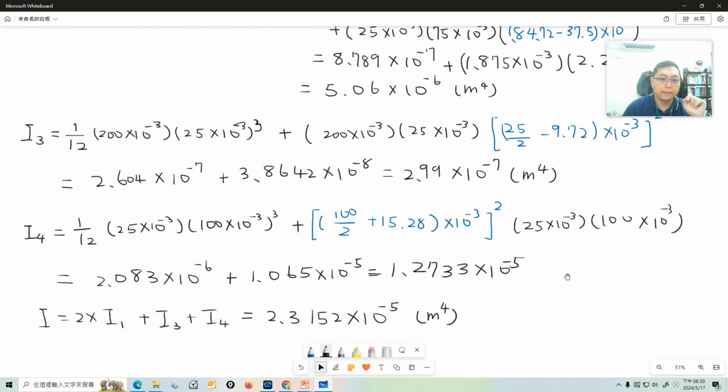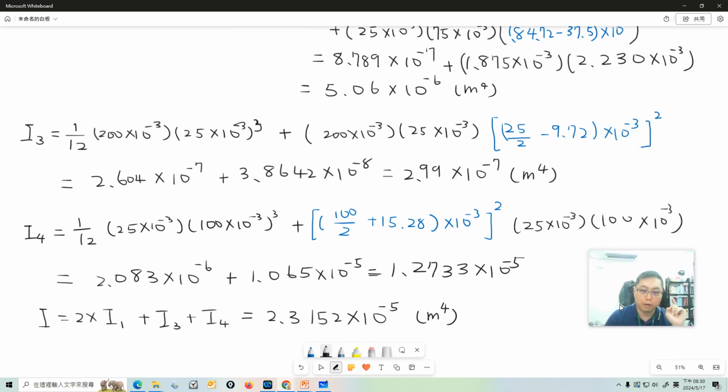This is the second part of this problem. We haven't finished answering the problem. We just calculated the neutral axis and the moment of inertia. We haven't answered the question yet, and I'll give the final answer in the next video.